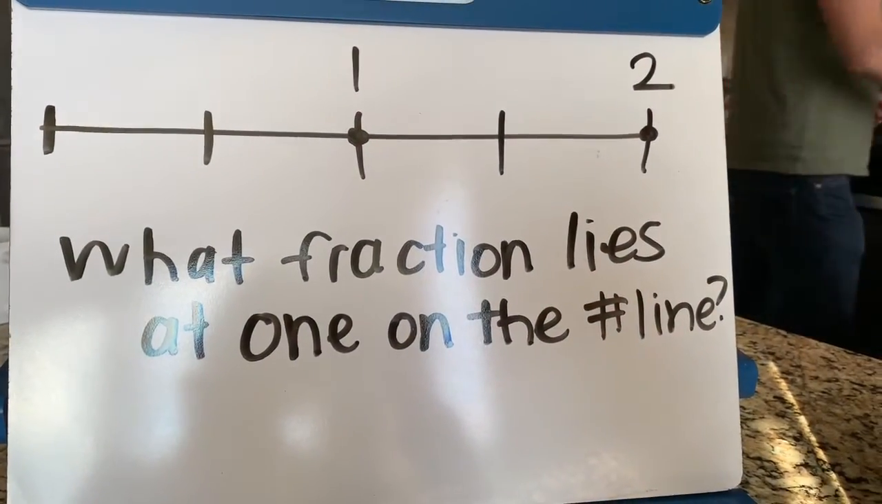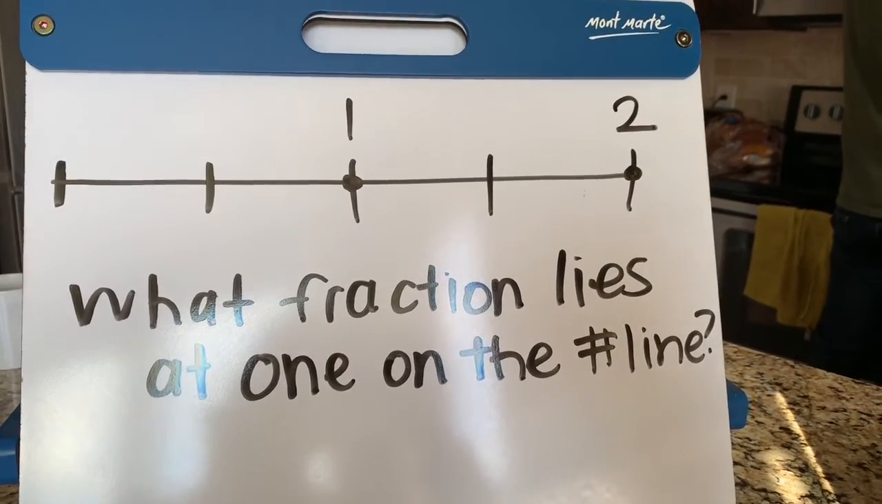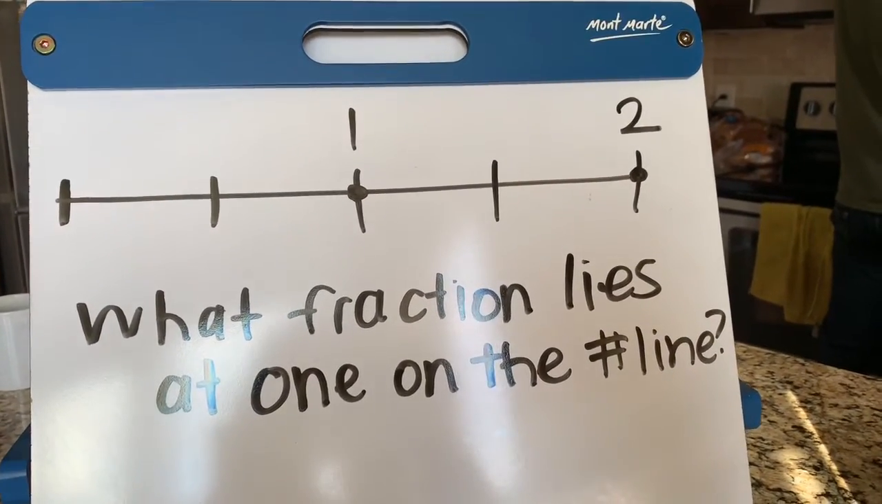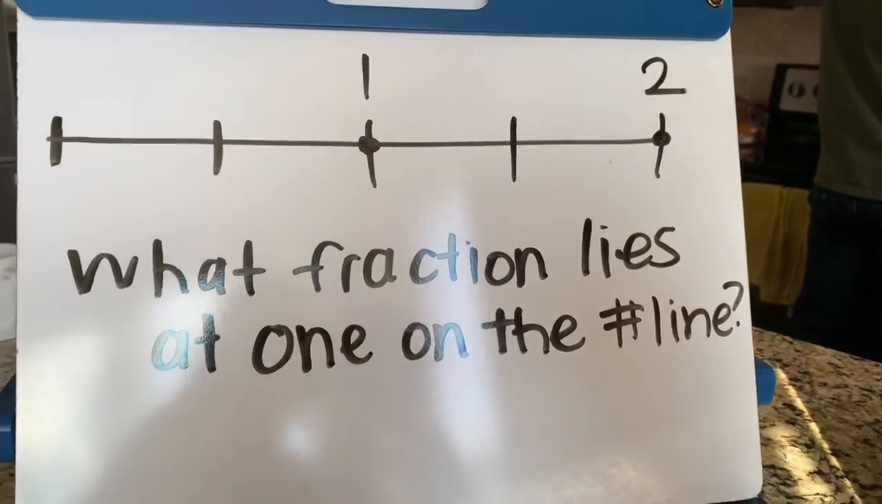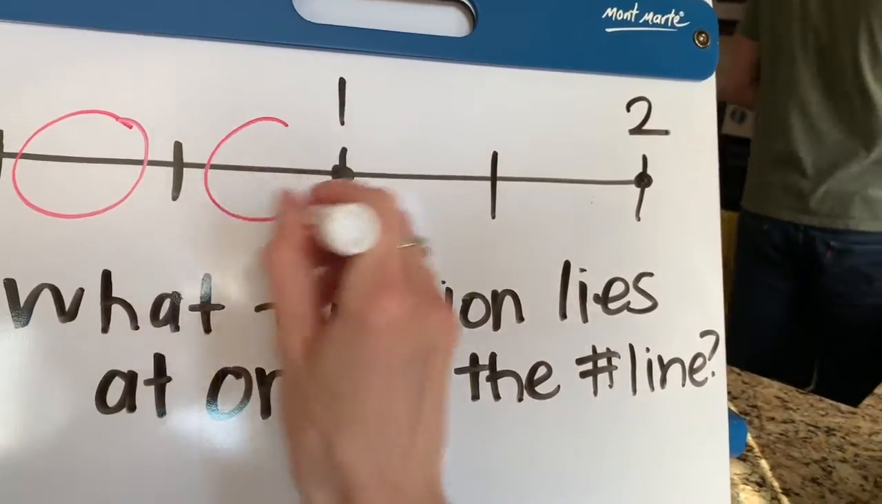Next question, what fraction lies at the number 1 on the number line? What do I do first? Count the spaces. I know that every number line starts with a 0, so I count 1, 2.